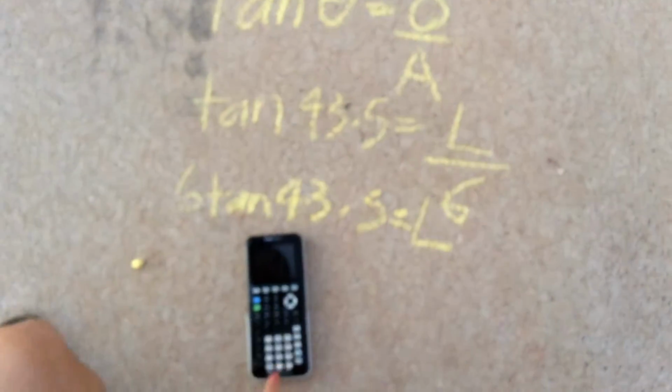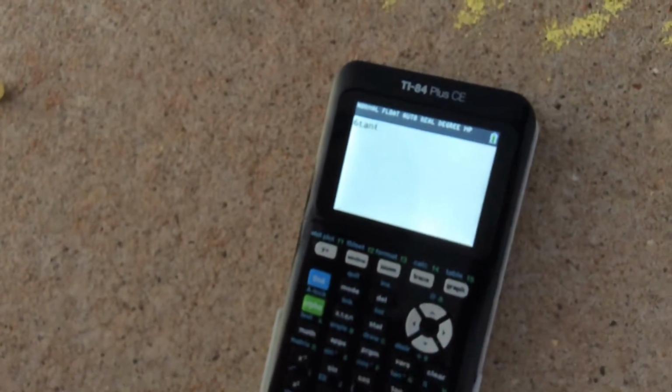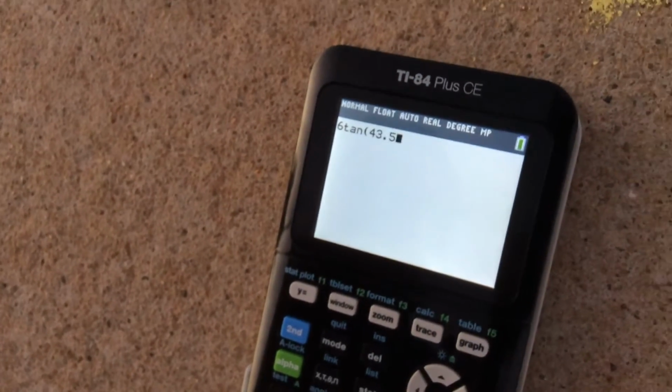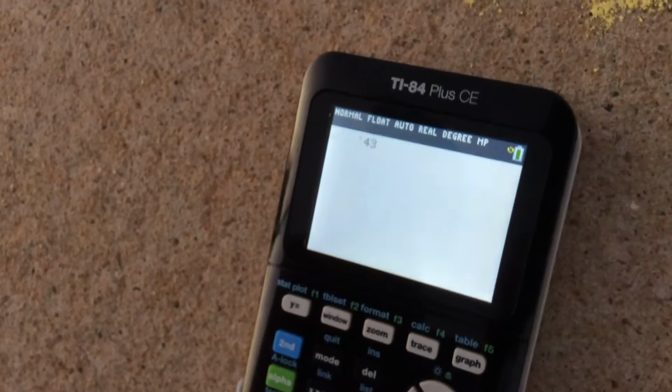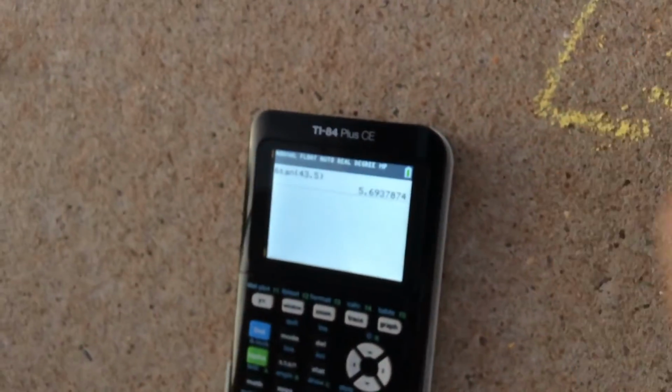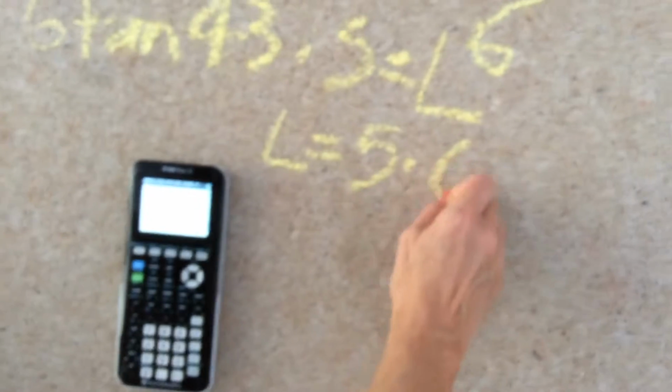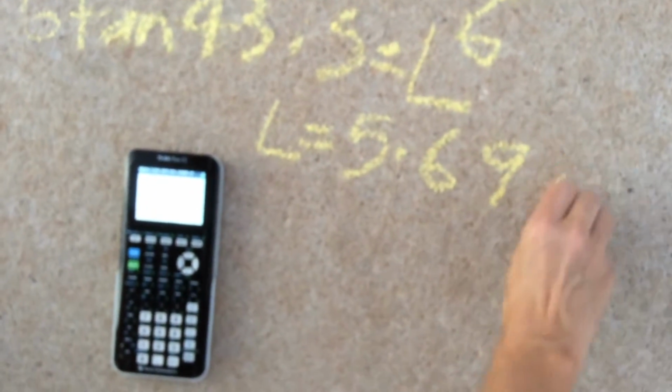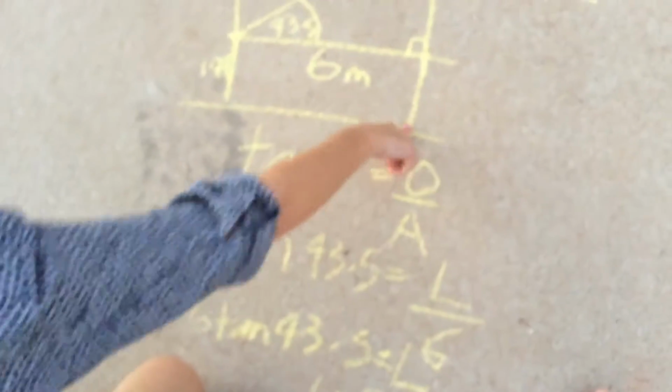So on our calculator we go 6 tan 43.5, make sure you're in degrees, close brackets, and it comes out to 5.69. So L equals 5.69 meters. Now, in the context of the question, we also needed to add on the height of my eye height.